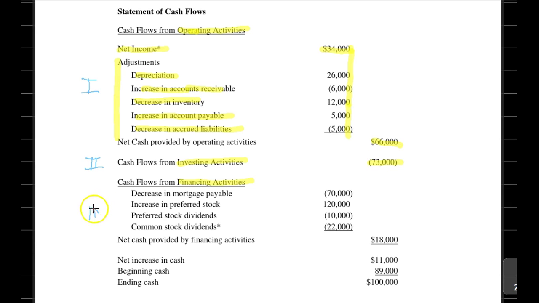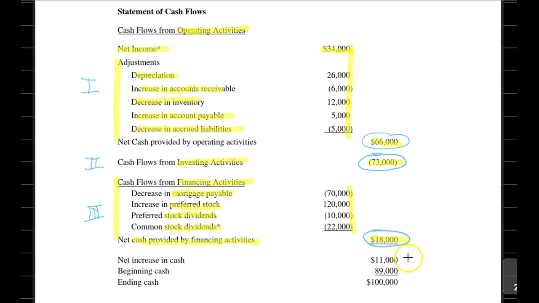And finally, the third part, we need to calculate cash flows from financing activities, and basically that would be similar to what we did in terms of financing cash flow calculations. Obviously there's a change in long-term debt. Our long-term debt is mortgage payable, and then we had an increase in preferred stock, and we did pay the preferred stock dividends and common stock dividends as well. All these added up together will give us the net cash flows provided through financing activities in the amount of $18,000.